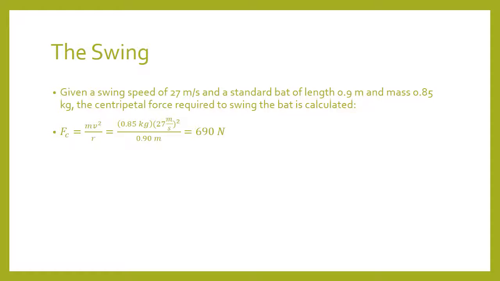We can calculate the centripetal force that the batter requires to swing the bat. Let's say he swung it at a tangential speed of 27 meters per second, and he's using an average professional bat of length 0.9 meters, mass 0.85 kilograms. We can calculate the centripetal force to be 690 newtons, which is a very large force, and that's why strength is such an important issue for batters in the professional game.